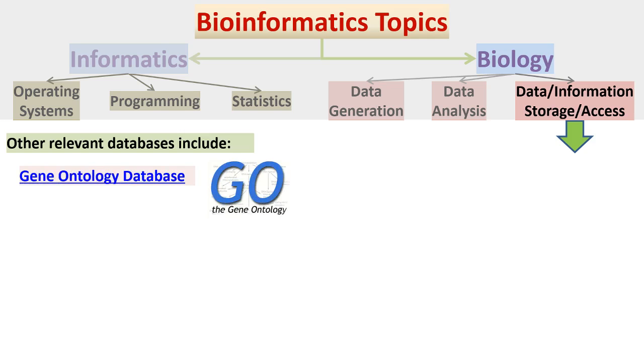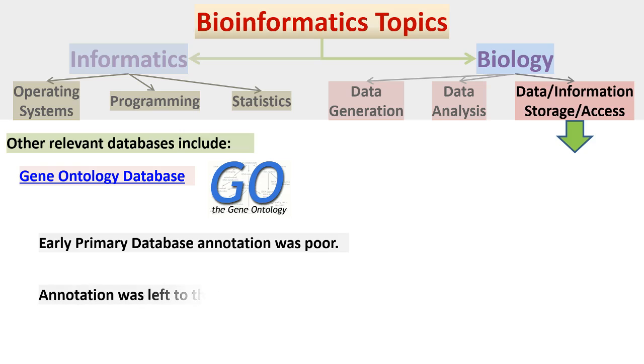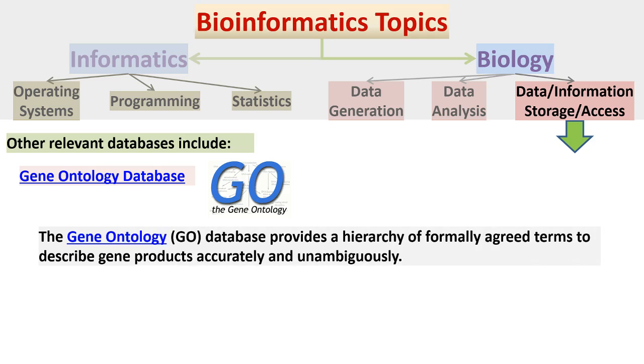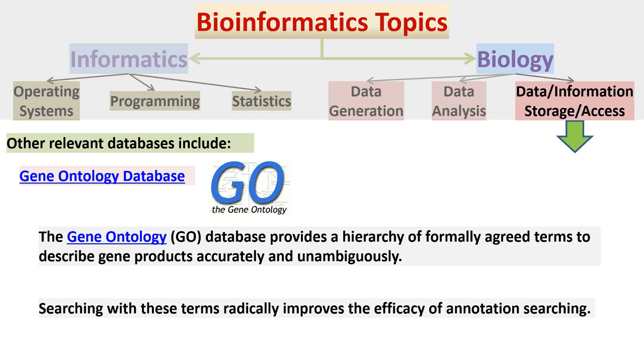The Gene Ontology Project, GO, sets out to provide a means to unambiguously describe genes and their products, thus enabling effective searching of sequence databases by keyword. It has already been noted above that sequence annotation, especially in the older databases, is disorganized and inconsistent. Annotation was often entirely the responsibility of the submitter. Once accepted into a database, sequence annotation was not curated, so poor annotation remained poor annotation. Database searching by comparing keywords to annotation was, in consequence, far from reliable. The GO project provides a hierarchy of universally accepted terms to describe gene products accurately and unambiguously. Searching with GO terms is by far the most effective way to search sequence databases accurately.